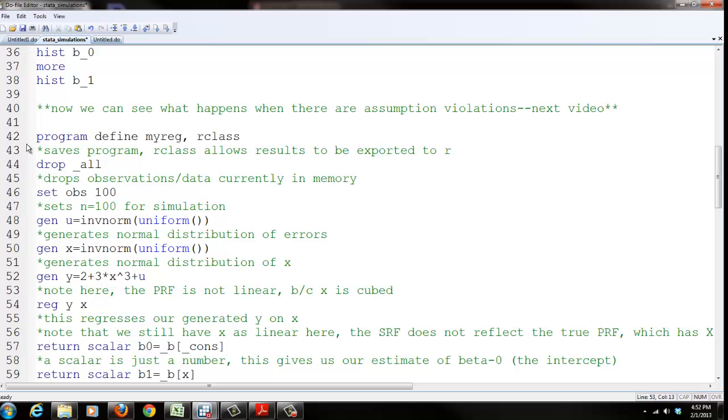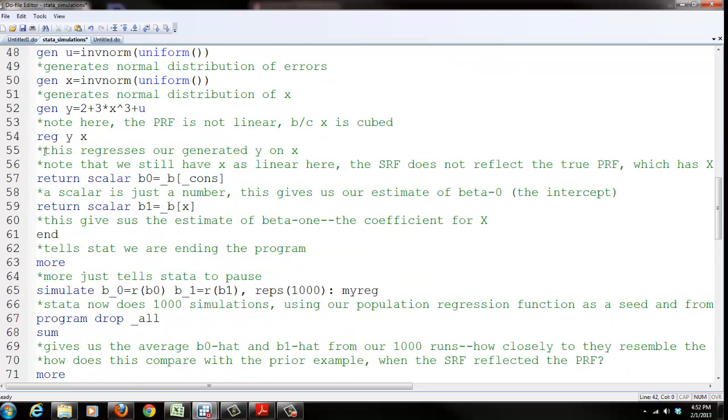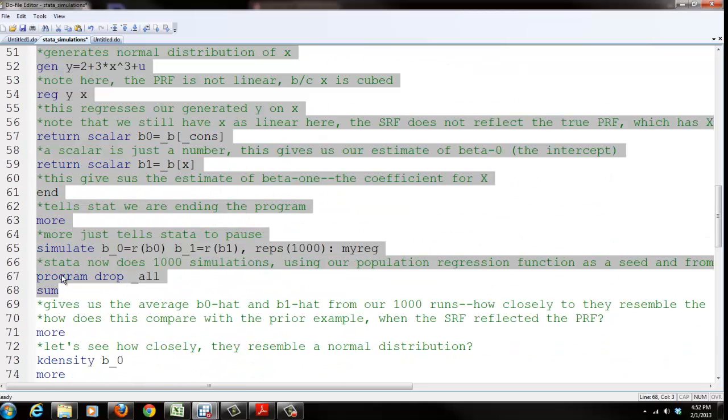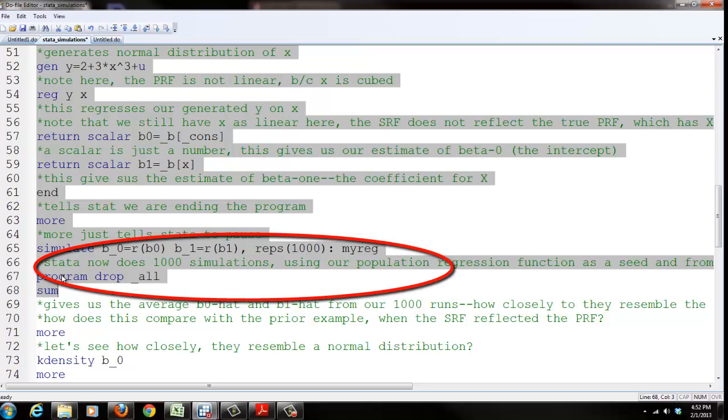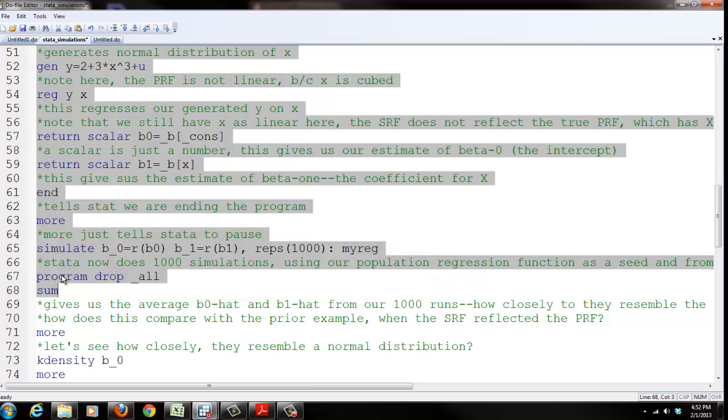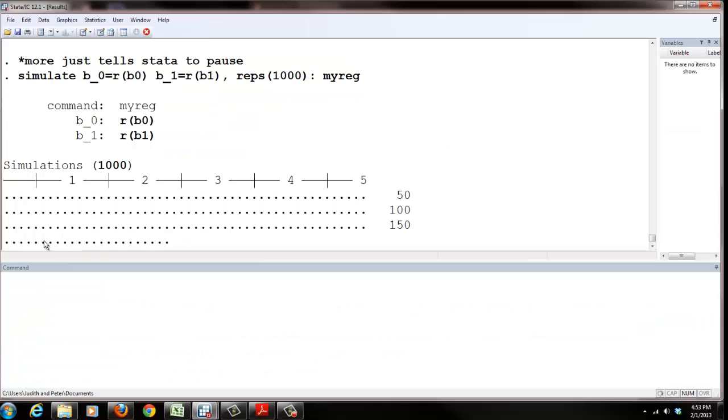So I'm going to run the exact same code as before, and what we're going to see at the end is what the simulation produces in terms of coefficients on the constant term and on x. And we can see how they differ after we've made this change to the functional form of the population regression equation.